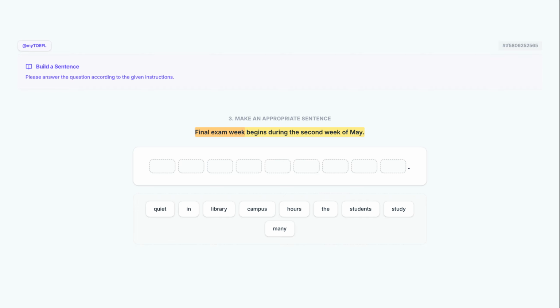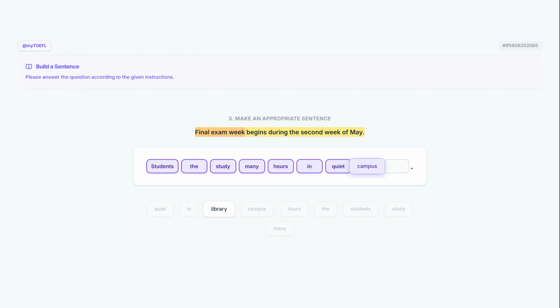Let's assemble this sentence step by step. First, we identify our subject, so we drag students. Next, we need the verb to show their activity, so we place study. Then, we add the quantifier many, followed by the noun hours. Next, we use the preposition in to indicate the location. Then, we add the article the. Next, we place the adjective quiet. Then we add the noun campus. Finally, we place the noun library.